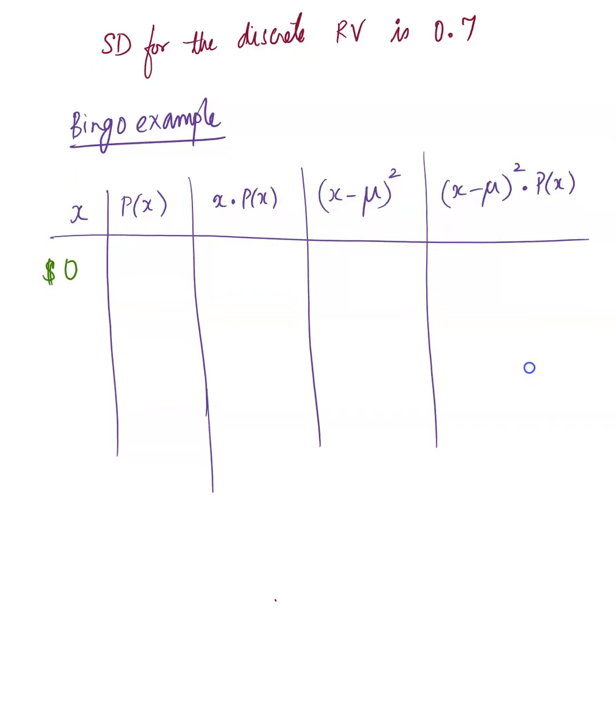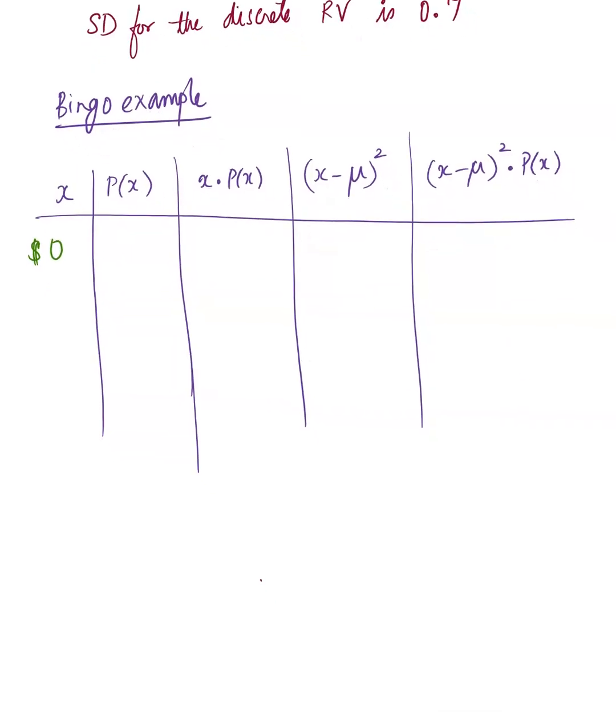Remember, we figured that out to be 0.39, the leftover. So that's 0.39. 10 was 0.4, 0.4, 25.2, and 50 is 0.01.